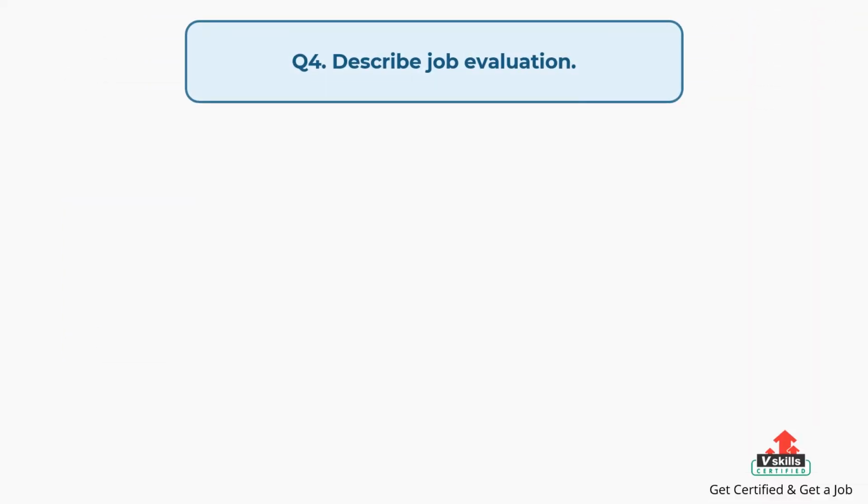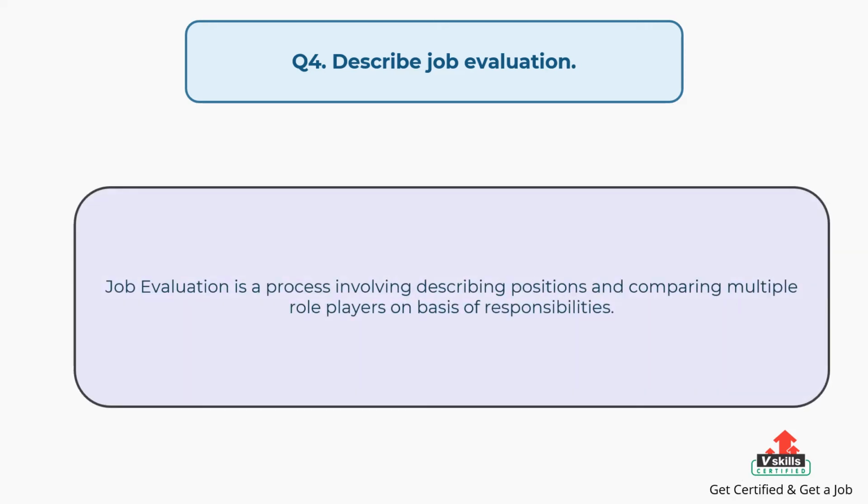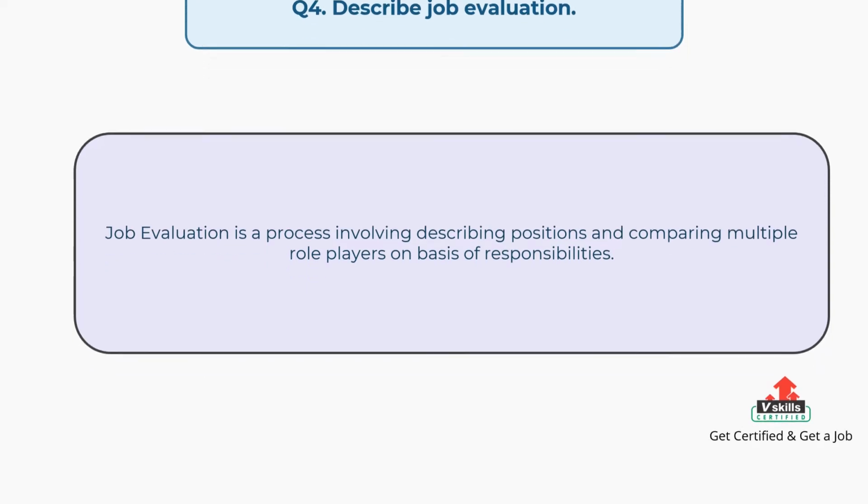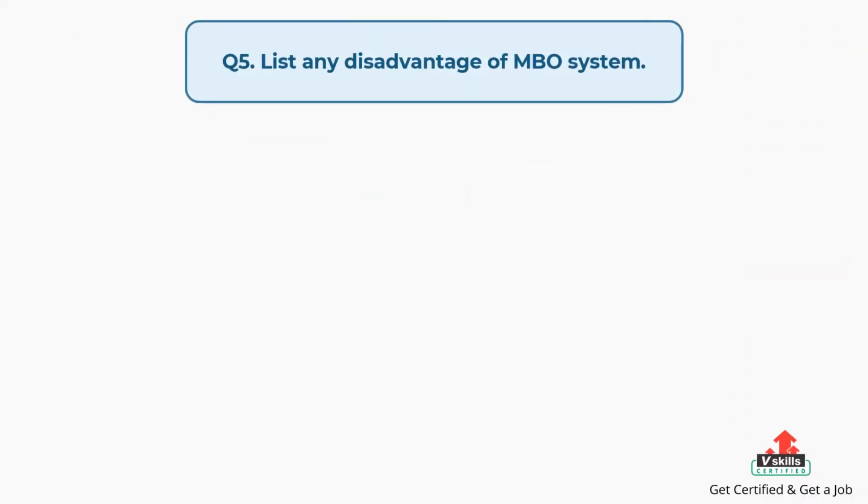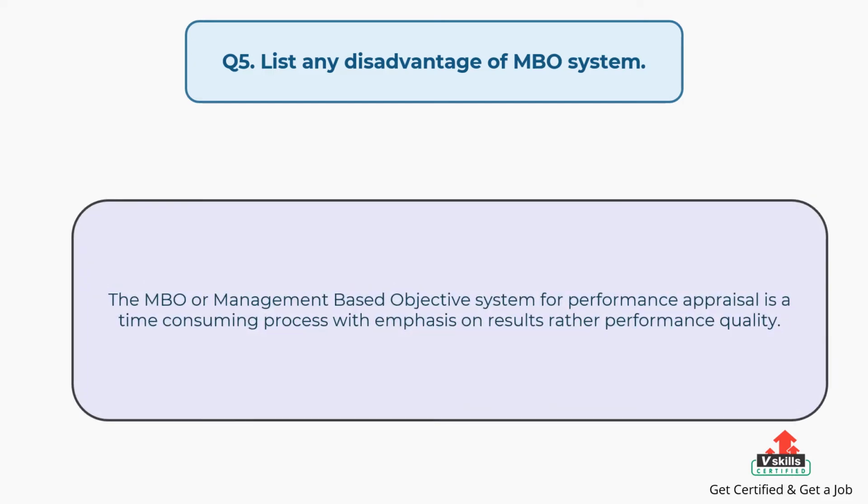Question number 4. Describe job evaluation. The answer is, job evaluation is a process involving describing positions and comparing multiple role players on the basis of responsibilities. Question number 5. List any disadvantage of MBO system. The answer is, the MBO or management by objectives system for performance appraisal is a time-consuming process with emphasis on results rather than performance quality.